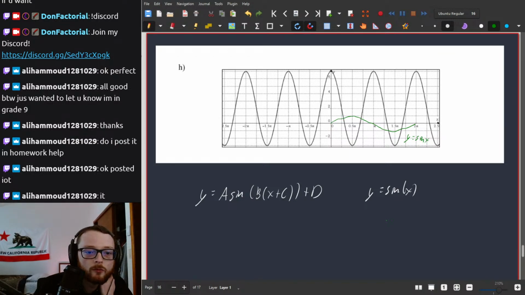So we can see this function has been vertically stretched. It's been shifted upwards. And it's also been shifted side to side because it's no longer starting from 0, 0. It's probably been stretched or compressed horizontally too. We'll have to figure that part out in a minute though.